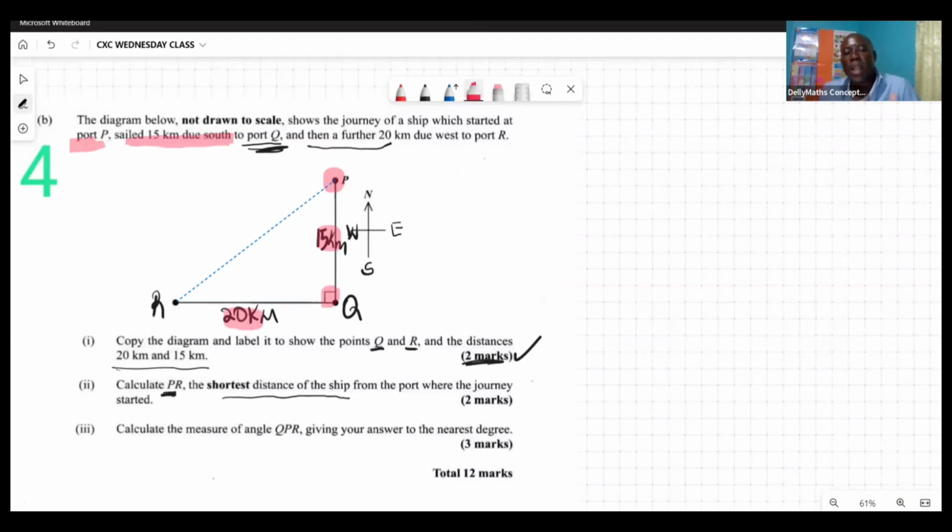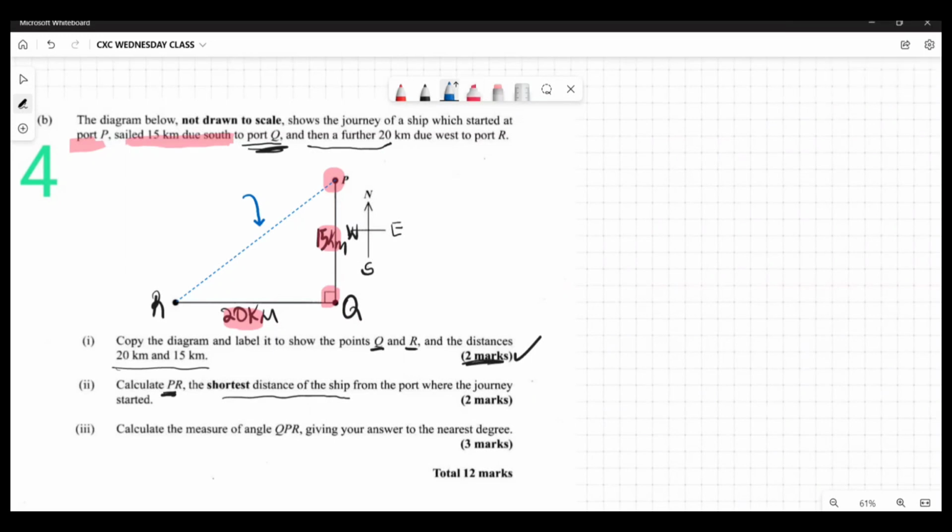Now, what concept in mathematics that we did in this class can allow us to find this side from P to R, based on what they give? Tan, sir. You have adjacent and opposite.